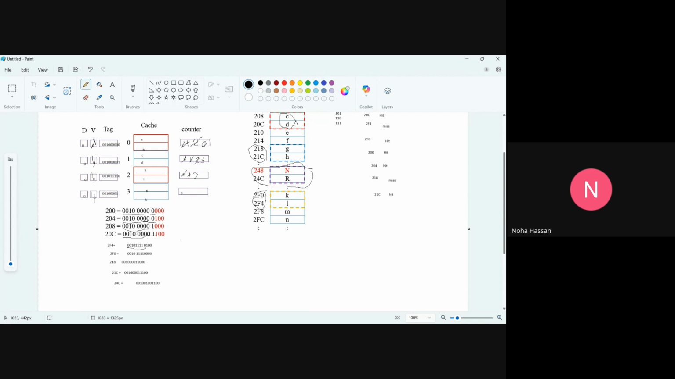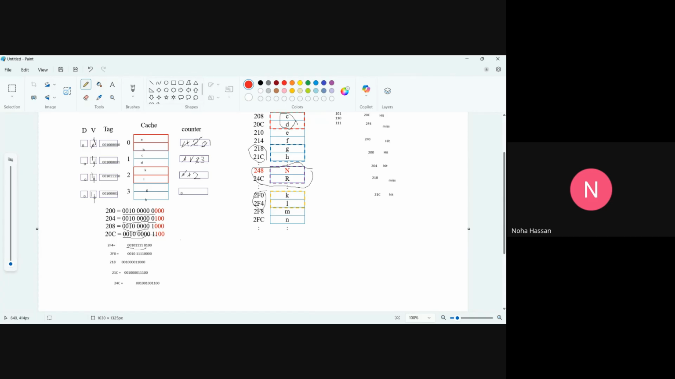Okay. Where shall we place it? We need to replace something. Okay. So we replace it with the block with what? With the highest counter. Okay. We replace it with the block with the highest counter. Where is the block with the highest counter? This one. See? This is the highest counter here.